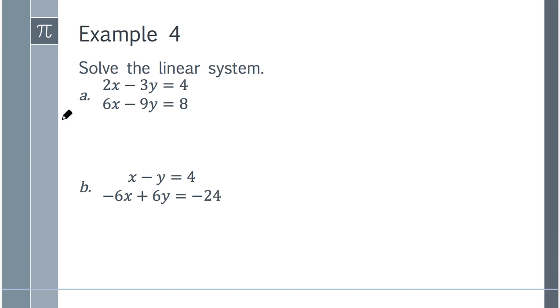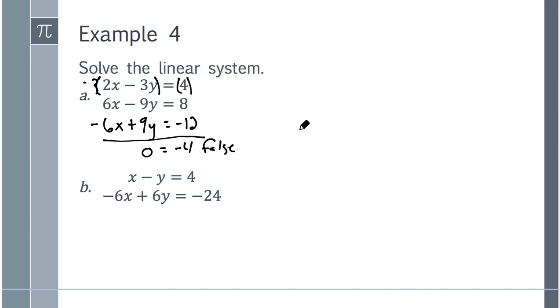All right, so let's take a look at this first one. And it looks like if I choose to get rid of x, all I have to do is multiply the top equation by -3, and that's going to get rid of my x's. So I get -6x plus 9y, and that's going to equal -12. All right, 0 equals -4. That's false, isn't it? If I get a false statement, what that means is there's no solution to this system. So what that really means is these must have been parallel lines.